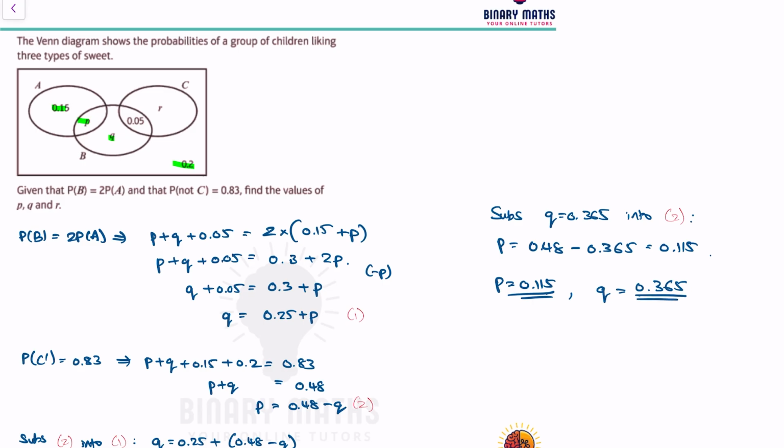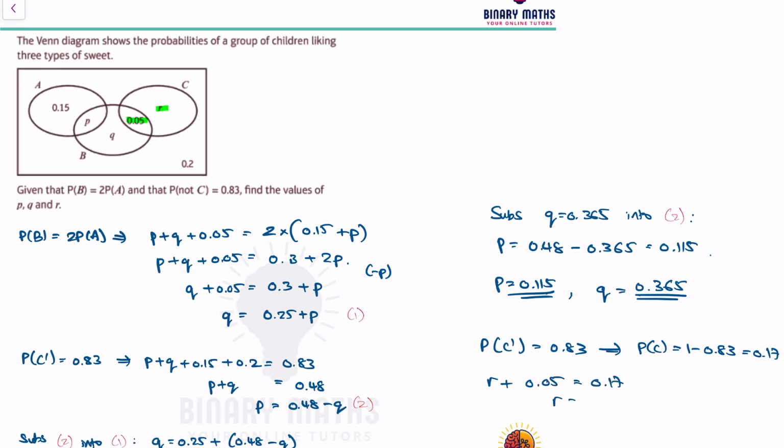Now we need to find R. Okay, so we know probability of not C is equal to 0.83, which means probability of C must be equal to 1 take away 0.83, which is 0.17. So that means if I look at my diagram, that 0.05 plus R must be equal to 0.17. So R is equal to 0.17 minus 0.05, which means R is equal to 0.12. That's done.